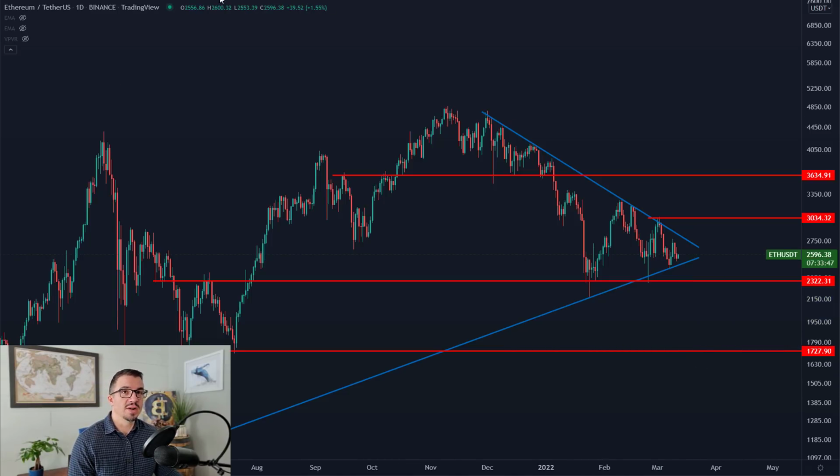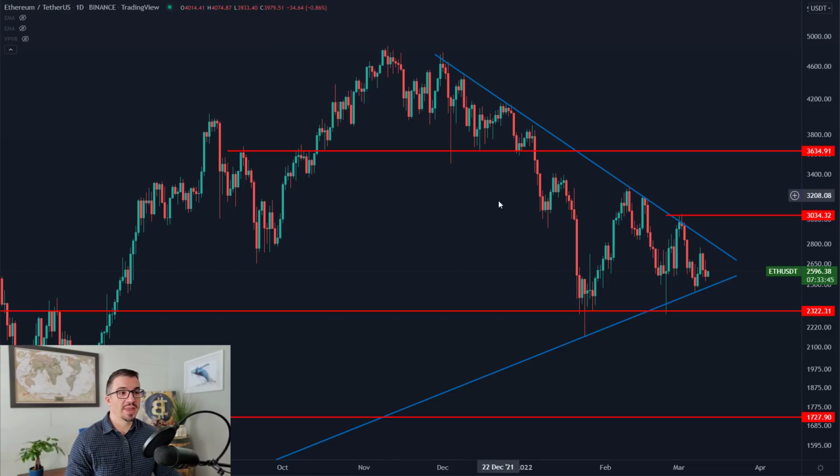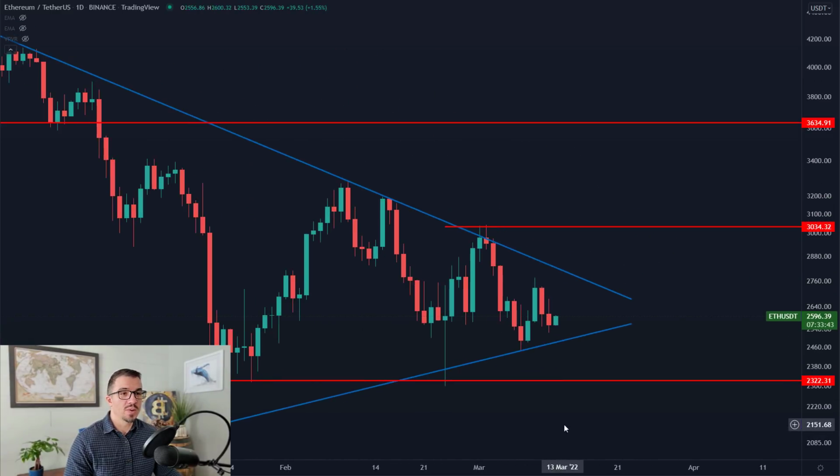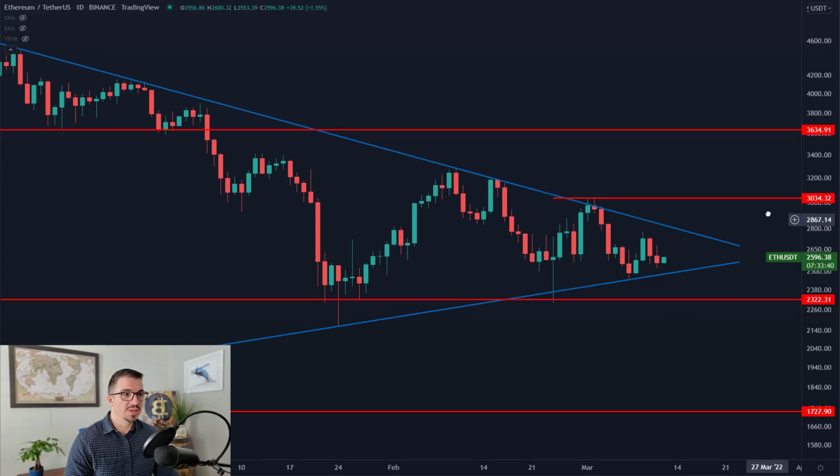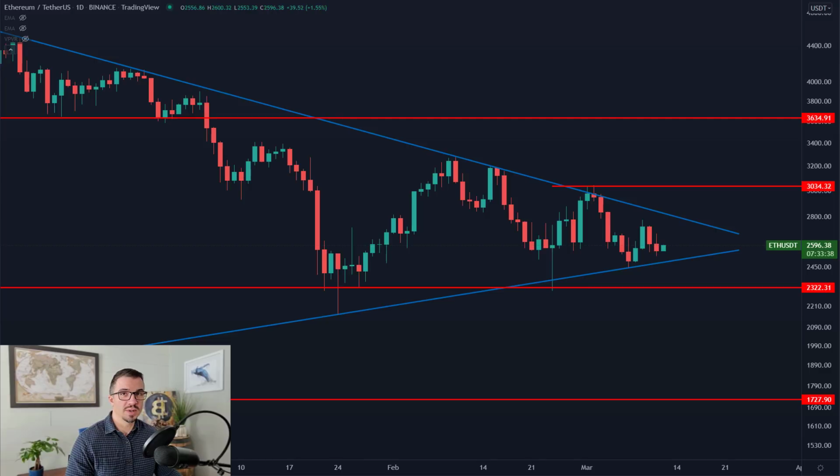Now, one last thing here, and this is not financial advice, but this is the way that I'm going to play this. I'm not going to wait for either a close above 3,000 or below 2,300 to play this. So instead of waiting for a move above here or below here for that confirmed breakout, I'm going to play this in stages, as I normally do. I typically scale into positions, and this case would be no different.